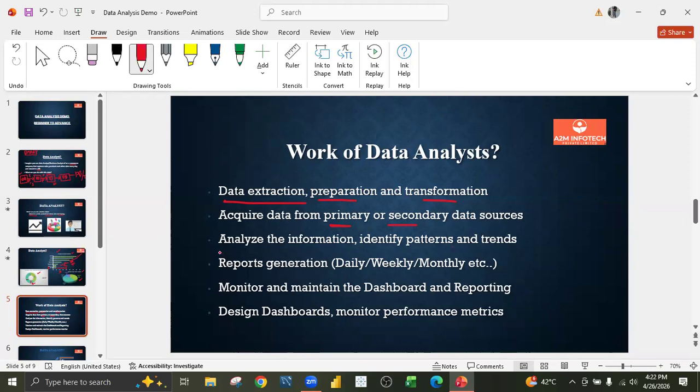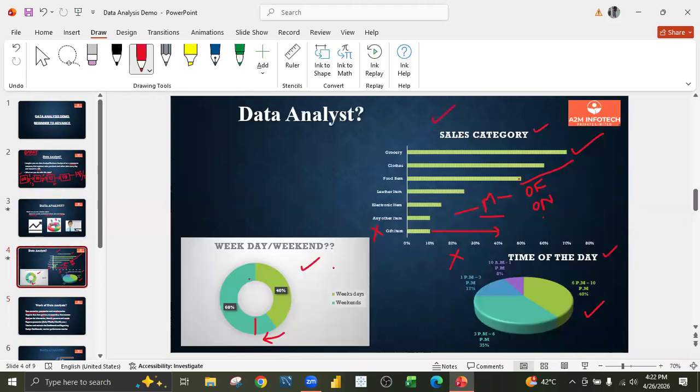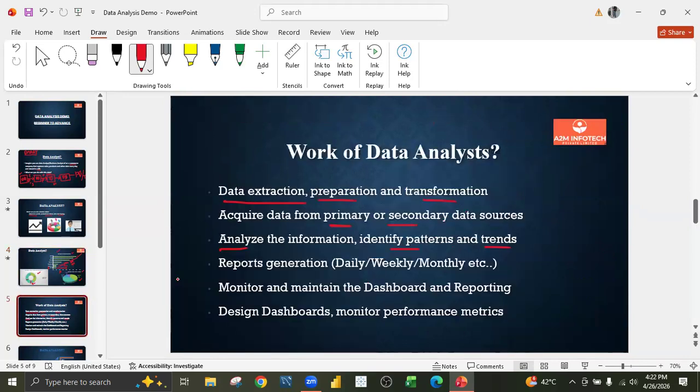Next, analyze the information, identifying patterns and trends. So guys, whatever we have seen here previously, like this one, this is nothing but analyzing the information and following the pattern. This is also one pattern, and even this is also one pattern. So we are analyzing trends and patterns.